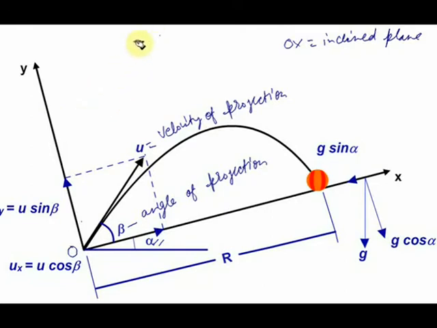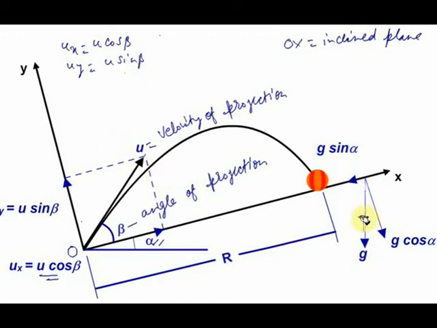Now we'll try to resolve our velocity component and acceleration component along x and y direction. So ux, which is the component of velocity along x direction, and the x direction is now along the plane, so this will be u cos beta, and uy would be velocity component perpendicular to the plane, u sin beta.